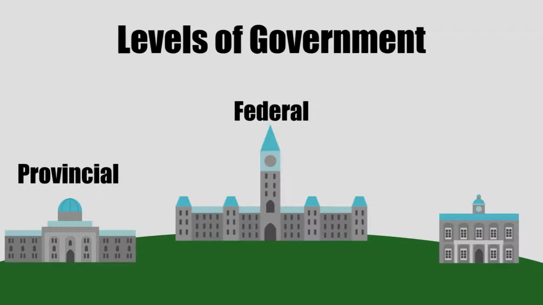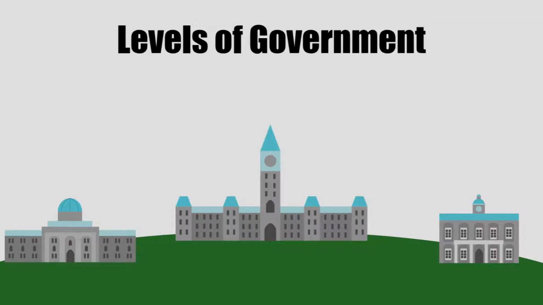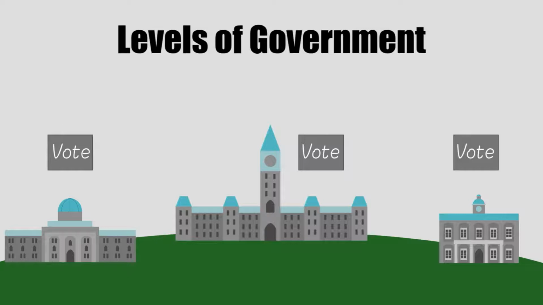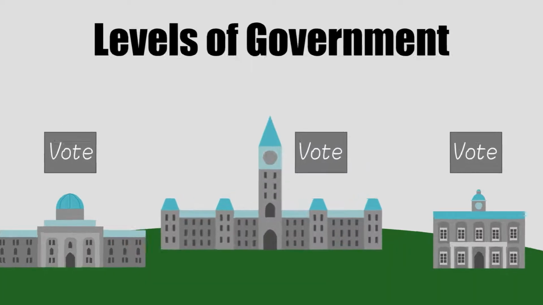Let's get started. Canada has 3 levels of government: federal, the people in charge of the whole country; provincial, the people in charge of a province; and municipal, the people in charge of a city or town. Each level of government is elected separately and is in charge of slightly different things.